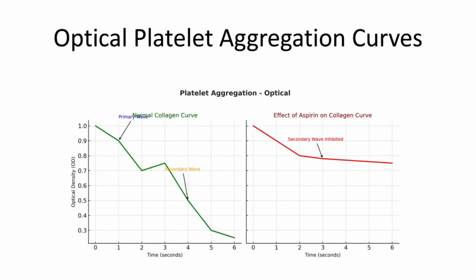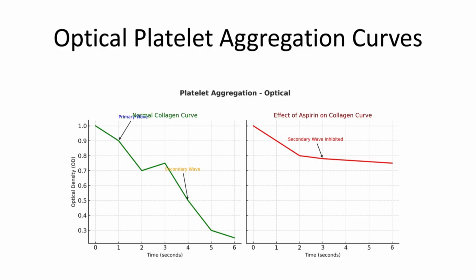This graph shows optical platelet aggregation measured by light transmission. On the left, we see the normal collagen aggregation curve. At first, there is a rapid drop in optical density. This is the primary wave of aggregation, caused by platelets sticking together in response to collagen and ADP release. After this, we see a second, stronger and sustained fall in optical density. This is the secondary wave of aggregation, which depends on thromboxane A2 generation from arachidonic acid metabolism.